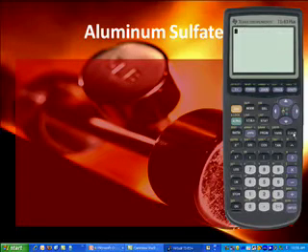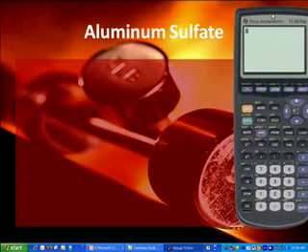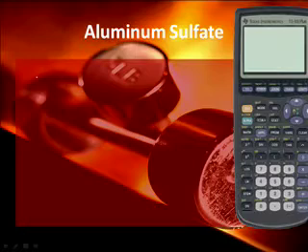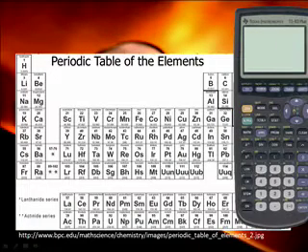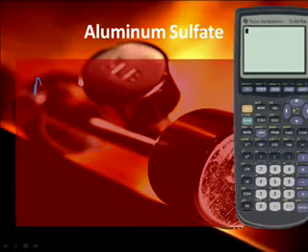Aluminum sulfate is fun. I do this because it's a tricky one. You must have tricky ones occasionally. All right, aluminum, let's look at the periodic table. Aluminum is right here on the periodic table. So what charge would this be? Plus 3. So we've got aluminum with a plus 3 charge.